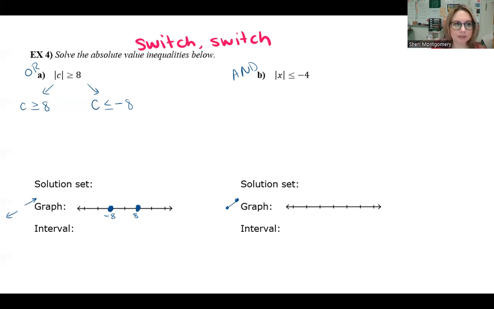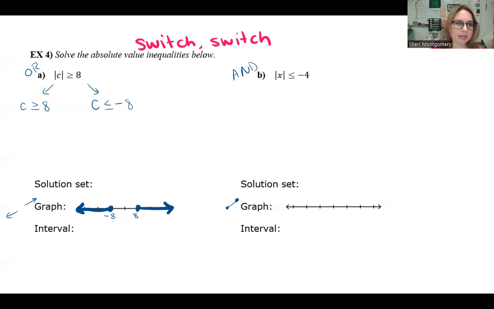Now I'm going to shade. For these, when I look at the -8 one, it says C is less than -8, so less than -8 goes that way. The other one says C is greater than +8, so it's going to go that way. Is it an OR graph? Yes. So this works. It made an OR graph.